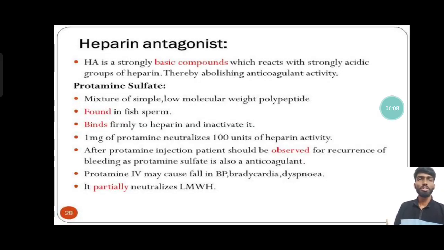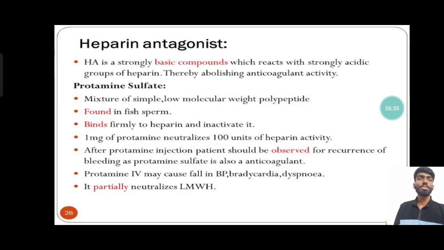Heparin antagonist. A heparin antagonist is a strongly basic compound which reacts with the strongly acidic group of heparin, thereby abolishing anticoagulant activity. Protamine sulfate, a mixture of simple low molecular weight polypeptides found in fish sperm, binds firmly to heparin and inactivates it. 1 mg of protamine neutralizes 100 units of heparin activity.